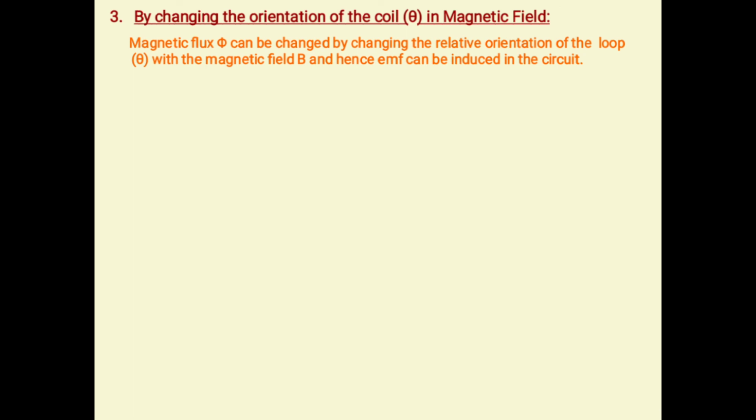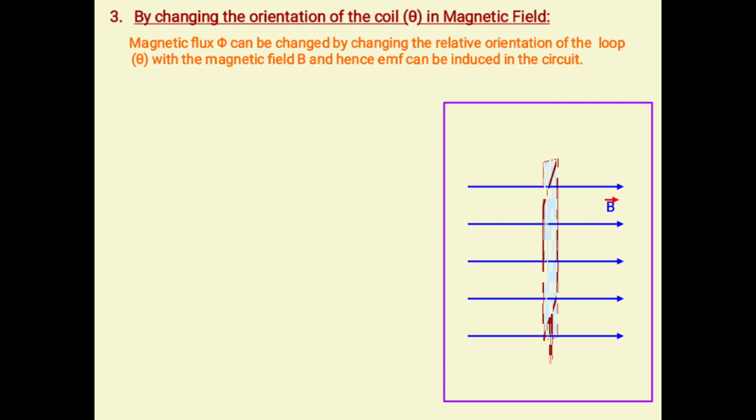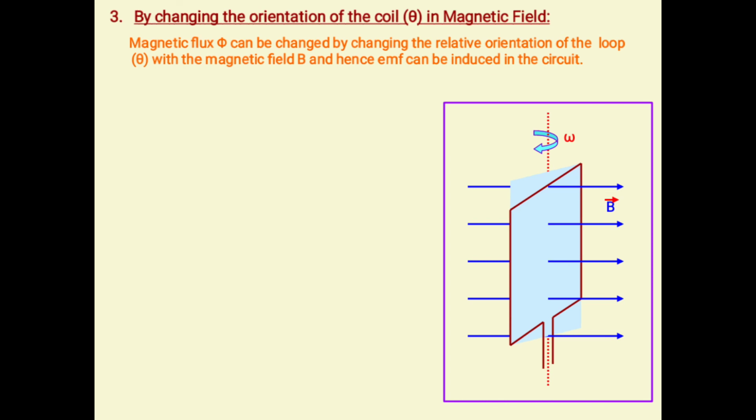Now by changing the orientation, the third point, how can we change magnetic flux? By changing the orientation. Suppose there is a magnetic field parallel to the plane of this screen, then the area is held perpendicular. If we rotate this area, there is a change in orientation, therefore the effective area through which magnetic field lines cross changes, and hence there is a change in magnetic flux. And this is the basic principle of the electric generator as studied in class 10th also.